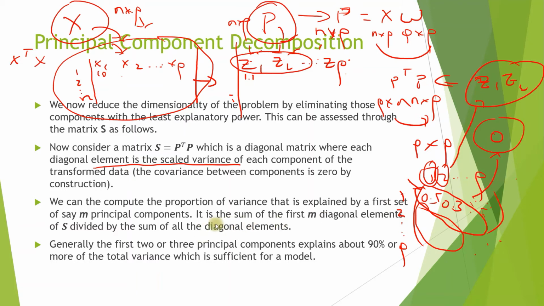All right. So this is what I say. It is the sum of the first m diagonal elements of S divided by the sum of all the diagonal elements. That is the proportion of variance.